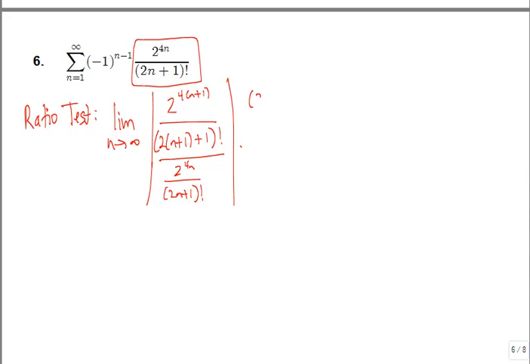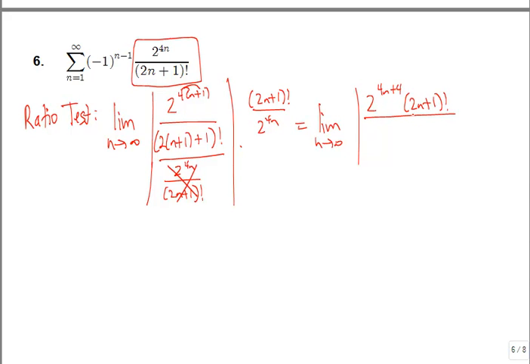So I'm going to multiply by the reciprocal, which is going to make this go away, and we'll get the limit as n goes to infinity of 2 to the, let's go ahead and distribute here, 4n plus 4 times this 2n plus 1 factorial from the reciprocal. And then on the bottom, I'm going to get 2n plus 2 plus 1 more, so that's 2n plus 3 factorial times this 2 to the 4n from my reciprocal. So a couple of things I want to break up here.